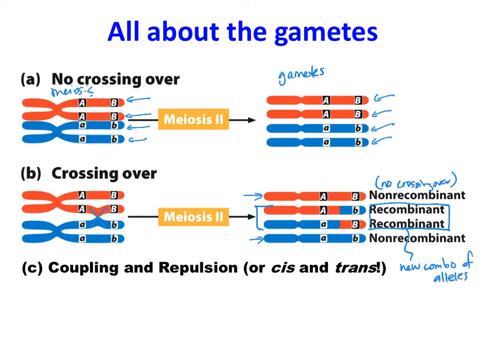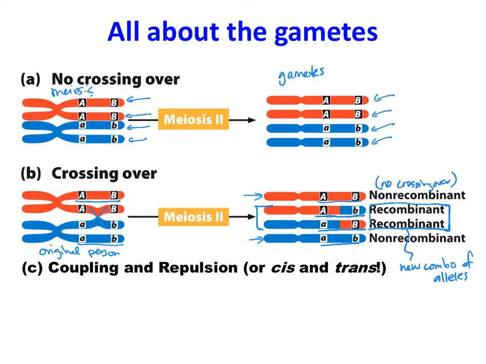For example, in the original individual over here on the left, they had one chromosome with big A and big B, and a separate chromosome with little a and little b. But in the gametes, we now have a chromosome with big A and little b, a chromosome with little a and big B, as well as the original chromosomes big A, big B, and little a, little b. So we've got a new combination of alleles, and that's caused by recombination.